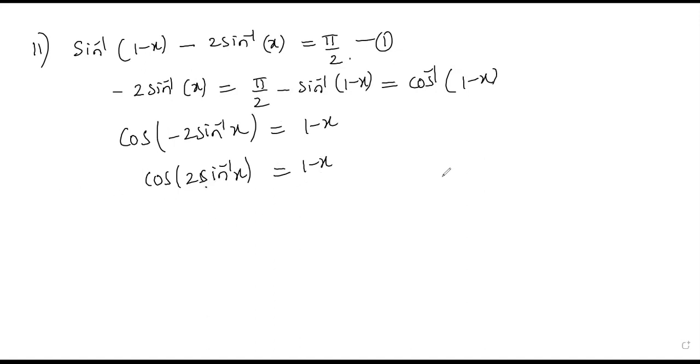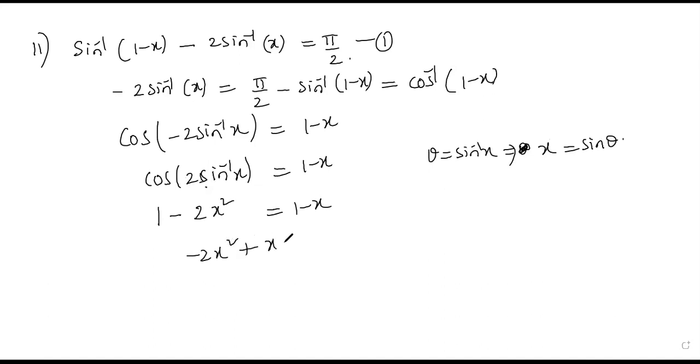So here, take sine inverse x is equal to theta. Then x value is sine theta. So this will be cos 2 theta. So cos 2 theta in terms of sine, because here x value is sine theta. That's why I'm writing cos 2 theta in terms of sine theta. In terms of sine theta, it is 1 minus 2 sine square theta. Sine square theta is nothing but x square, which is equal to 1 minus x. So 1 cancels. So what do you get? Minus 2x square plus x is equal to 0. If you take x common, you get x into 1 minus 2x is equal to 0. So x value is 0 or x value is 1 by 2.